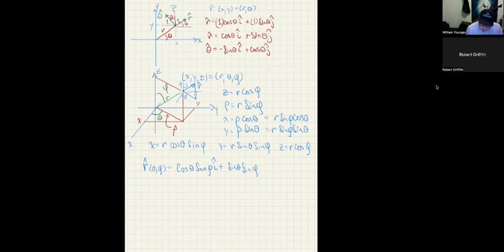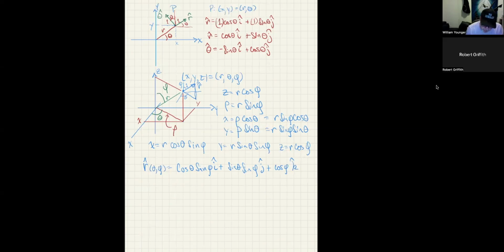And this will be sine theta sine phi in the j hat direction. And then finally, the z would be cosine phi in the k hat direction. So that's what R hat is.